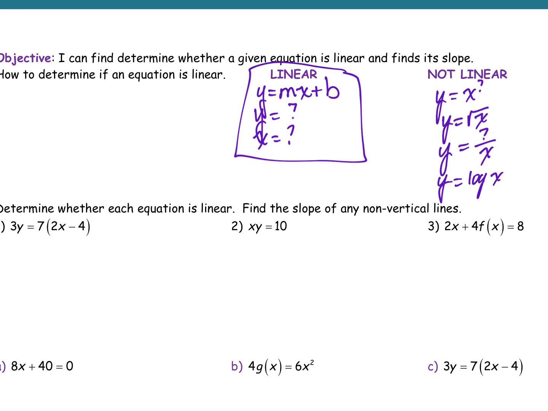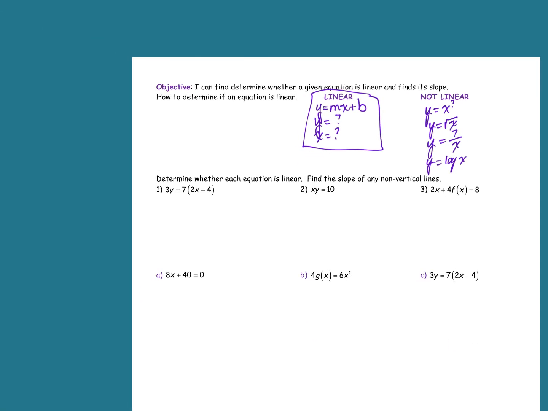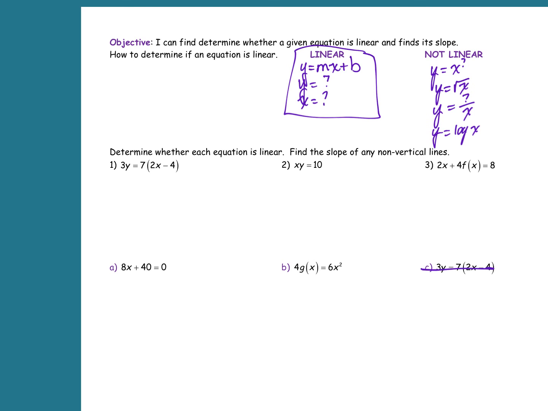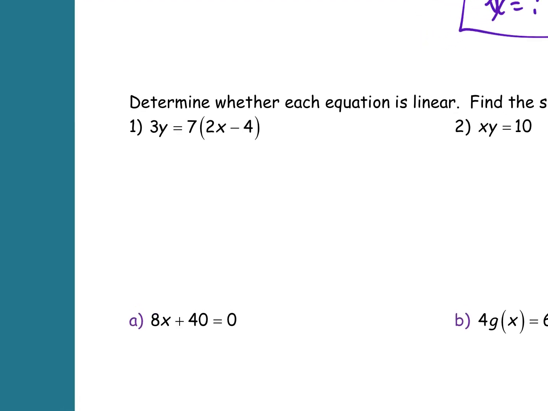Okay? So over the last couple years, you guys have done tons of equations that are not linear. It has to be one of these forms: y equals mx plus b, y equals some number, or x equals some number, in order for it to be linear. So what we're going to do on the last one, cross that one off. It's the same as number 1, so I need to fix it. We're just going to decide whether the equation's linear, and then if it is, we're going to find the slope. So you guys tell me what to do.